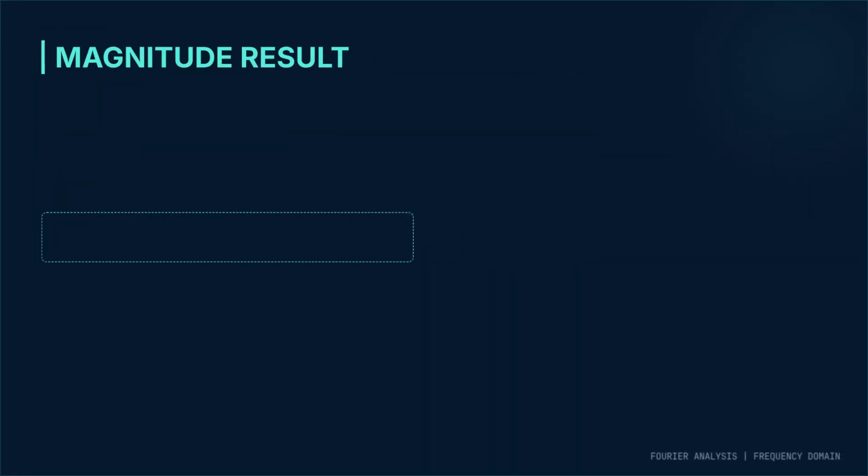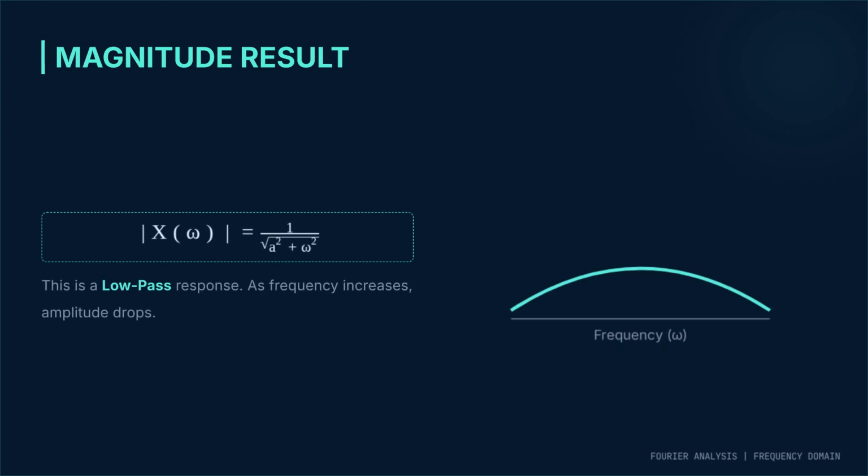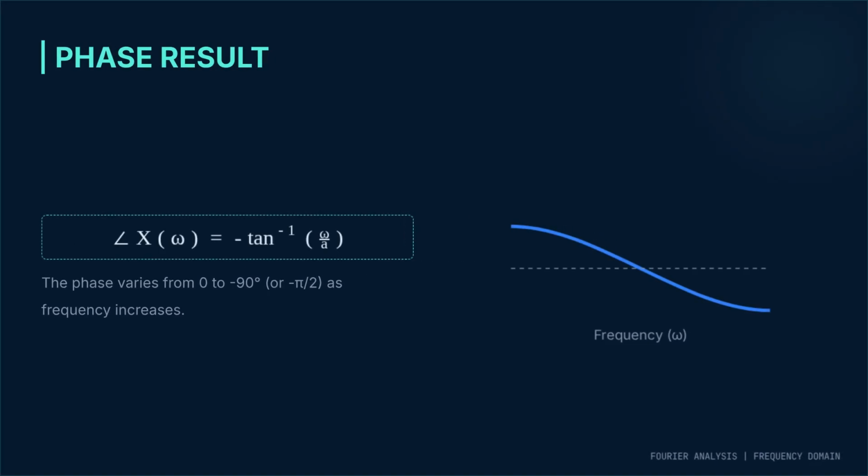The magnitude result is found by taking the absolute value of the final transform. This mathematically demonstrates a low-pass response, where the signal's amplitude drops as the frequency increases. The phase result is the angle of the final transform. This calculation shows the phase varies smoothly from 0 to -90 degrees, or -pi/2 radians, as frequency increases.